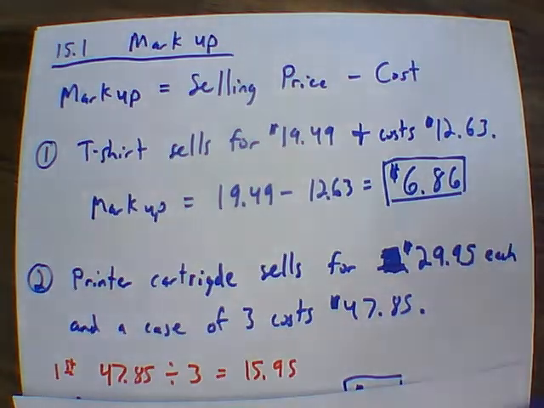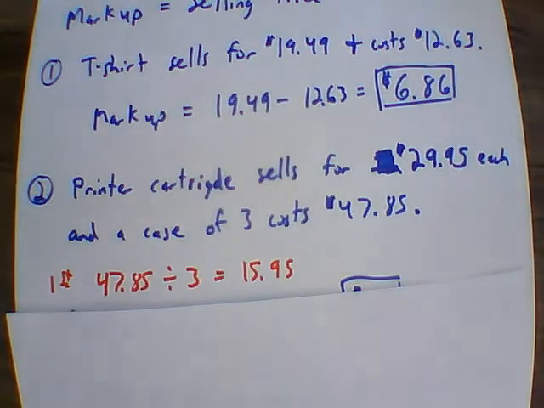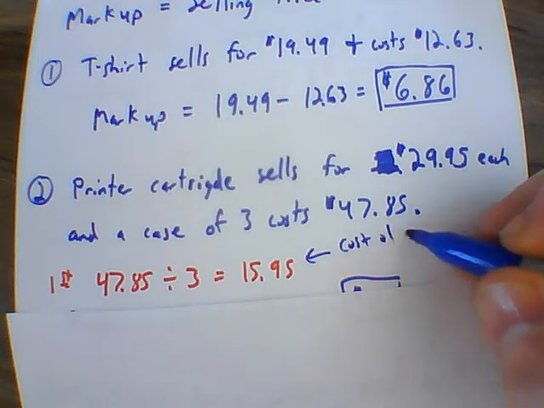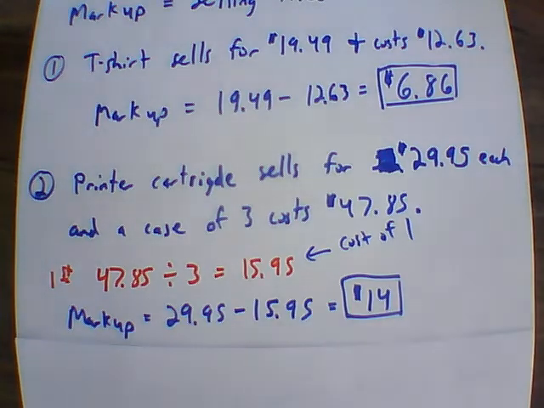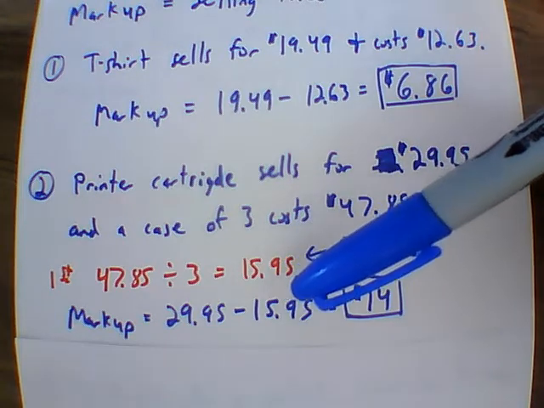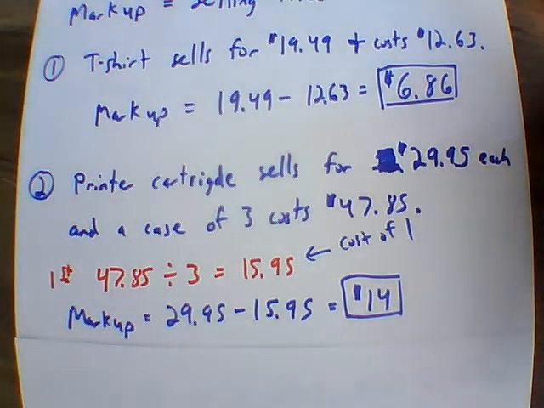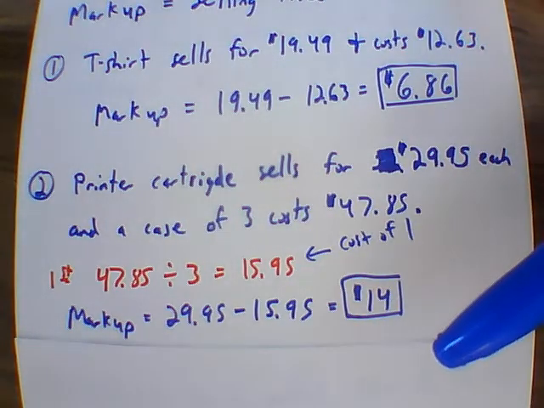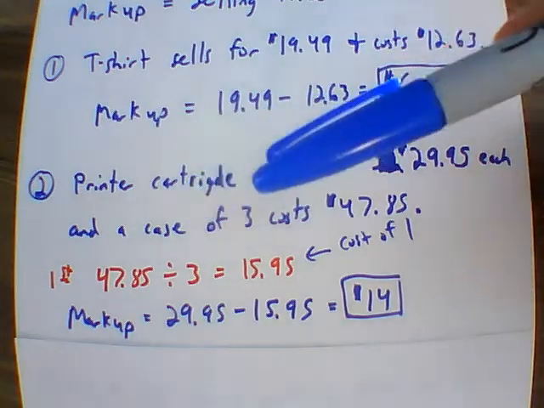So we first take that $47.85 and divide by 3, and we get $15.95. Once again, this is the cost of 1. Now for our markup, we take that $29.95 and subtract off the $15.95, and we see that we have a $14 markup. This is one way that people buy. When you bring stuff into your store, you generally don't just buy an individual item to sell. You're going to buy cases of things.